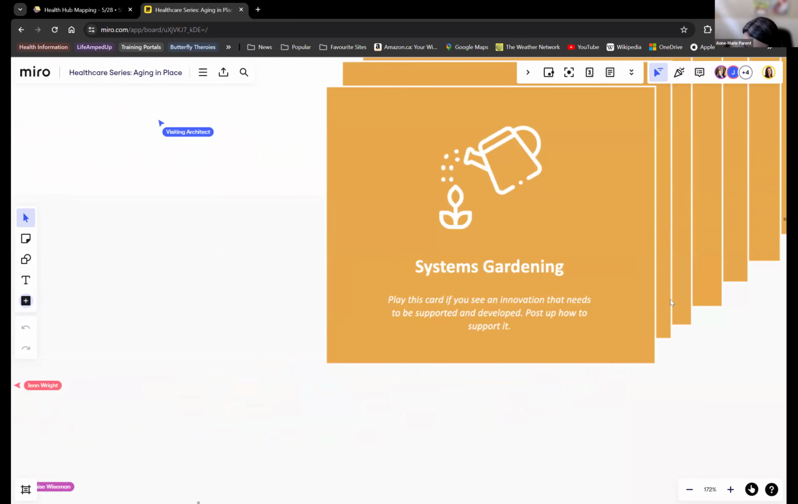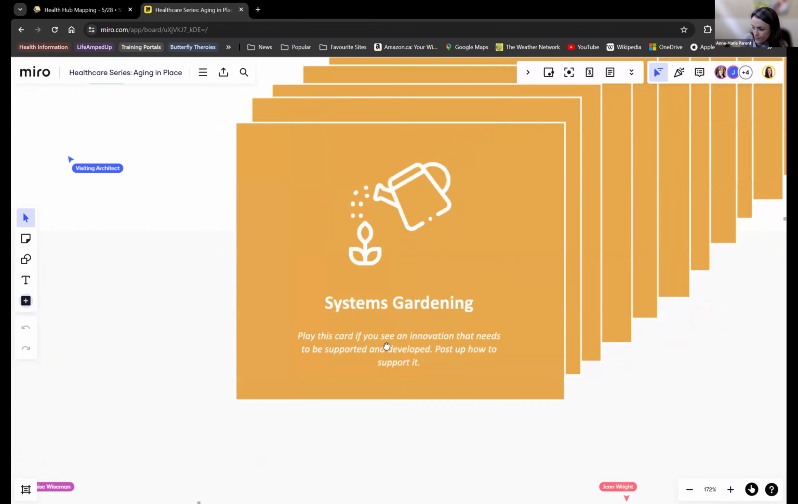System gardening. Play this card if you see an innovation that needs to be supported and developed, and then post up how to support it. So maybe there are some things already emerging in the system, but they would need a bit more attention, TLC, to foster and grow and have more impact in the system. So that would be system gardening.